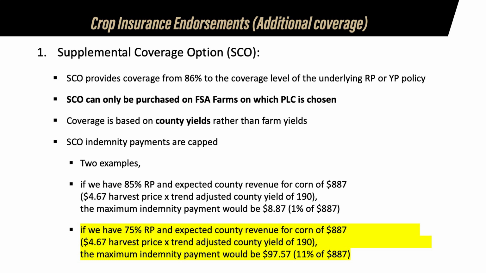The SCO indemnity payments are capped because you are looking at a very specific range of additional coverage. And another thing about SCO that's very important to keep in mind is SCO is a county level product. So if you had revenue protection coverage at 80%, that's based on farm level yields. That 80 to 86% could be protected with the SCO. That SCO is based on county. And so your county yields may or may not be correlated with your farm yields or vice versa. So it's important to keep that in mind when you're looking at the SCO product.